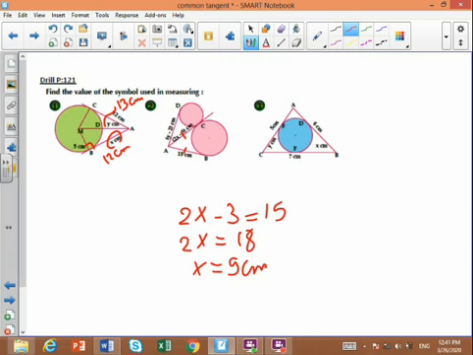What about y? Also AC equals AD because they are tangent lines to the other circle. So also y minus 2 equals 15. So y will be 17.